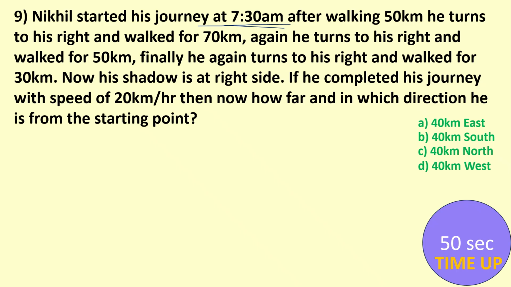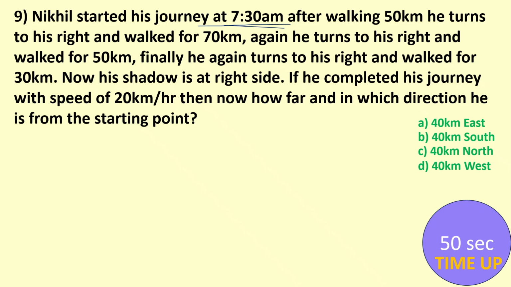We had seen that in shadow-related questions, it was either morning, afternoon, or evening, and from that we used to know the time. Now they have directly given you the time, that he started his journey at 7:30 a.m. That means it is a.m., morning time, where the shadow will be formed in the west, because the sun rises in the east, so the shadow will fall at the west.